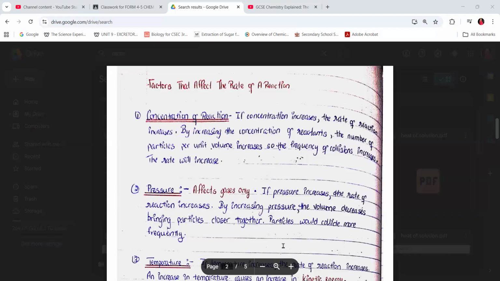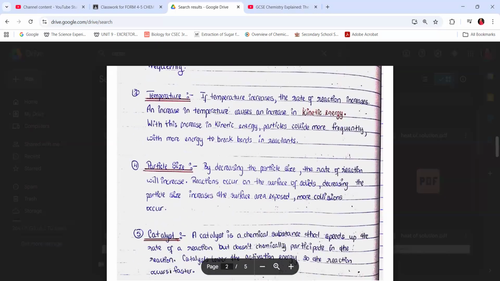Temperature. When temperature increases, the rate of reaction will also increase. Temperature gives your reaction energy. And when you give your reaction more energy, guess what? Your rate of reaction is going to speed up, right? So I'm giving you one with temperature now.